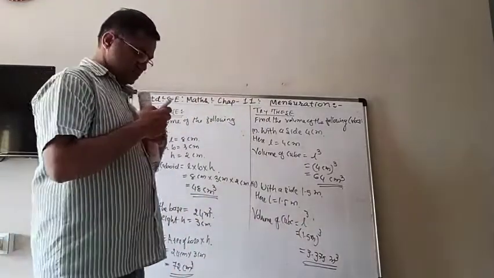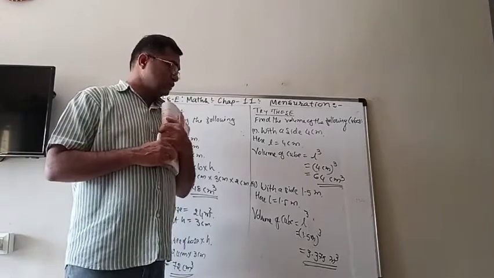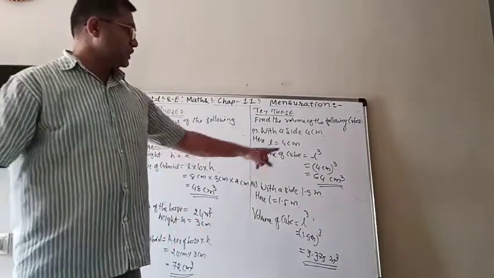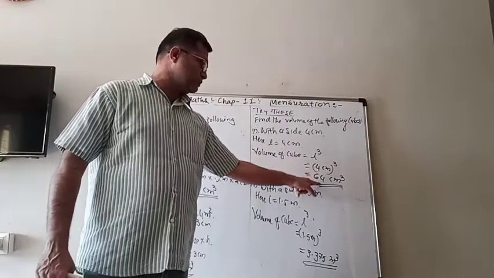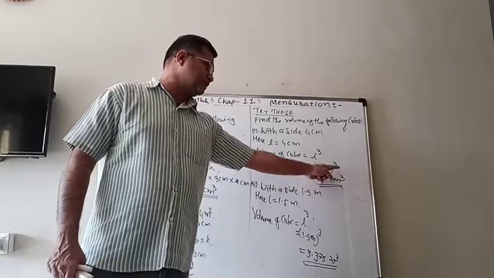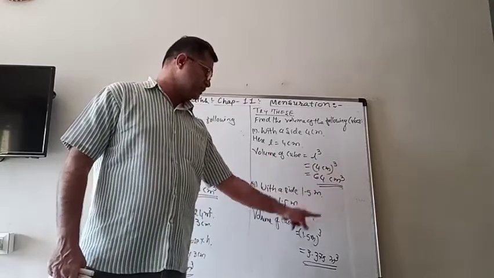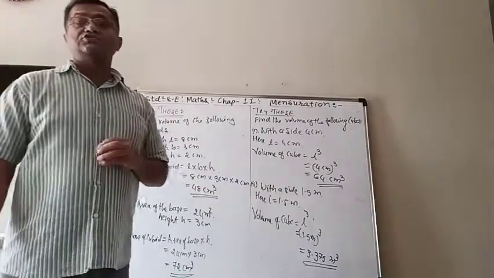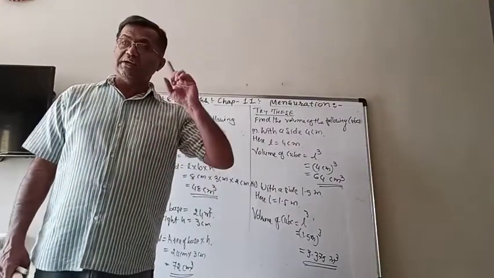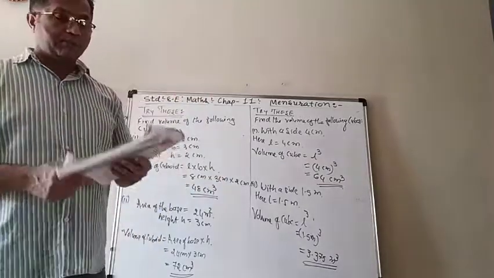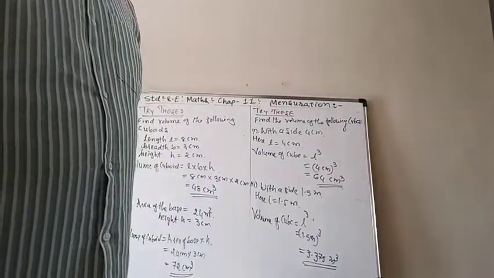So here unit is also very important, as I told you. Here the side is given in centimeters, so the volume is given the unit centimeter cube. Here it was meter, so meter cube, same in the cuboid also. So whenever we find area or volume, there must be particular units.